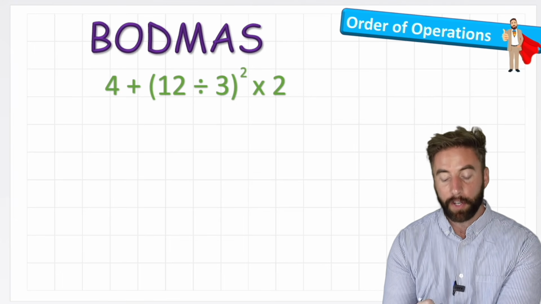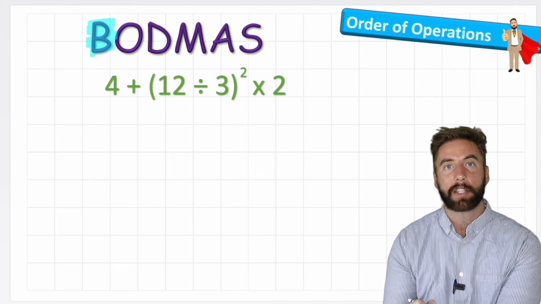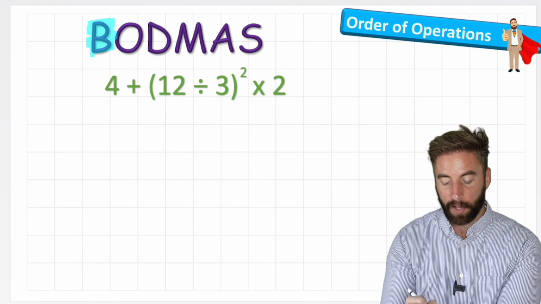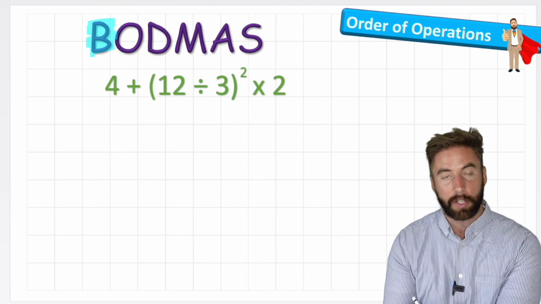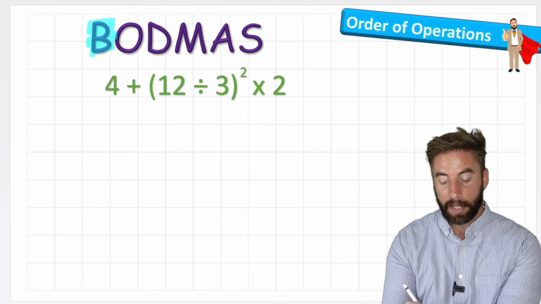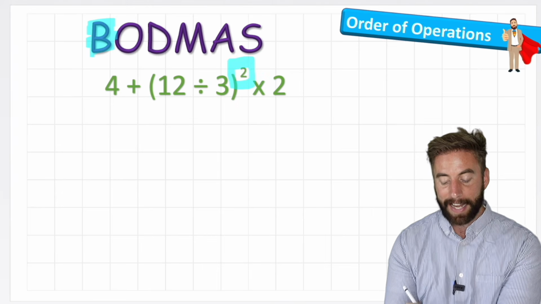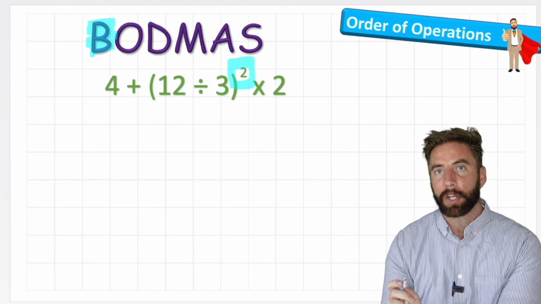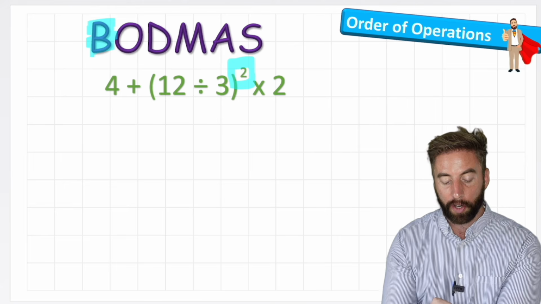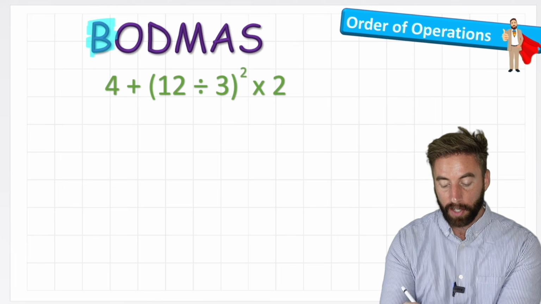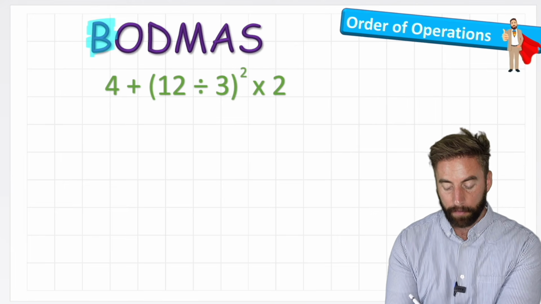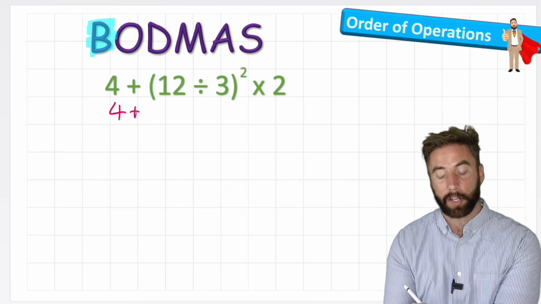So our first order is brackets. So we're going to solve the question in the brackets first. And in my brackets I can see 12 divided by 3. Now, some of you might have noticed that our power of is connected to the brackets. But because it's not in the bracket, we're not going to do that at this stage. So I'm going to rewrite my next line, and it would be 4 plus. Now I can solve the brackets.